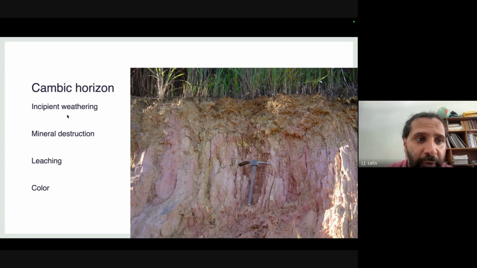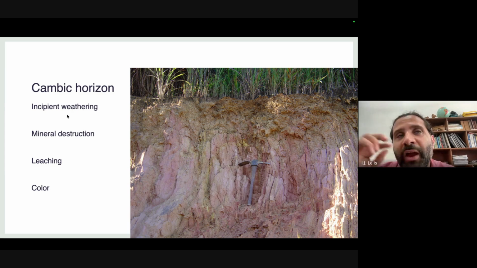So Cambic comes from Latin or Spanish and means change. So this Cambic is something that's changing from something that does not have a very good structure, is not very well transformed, or has very limited weathering and leaching, to something that will be in the future more weathered and have a stronger structure, but it's in the middle.